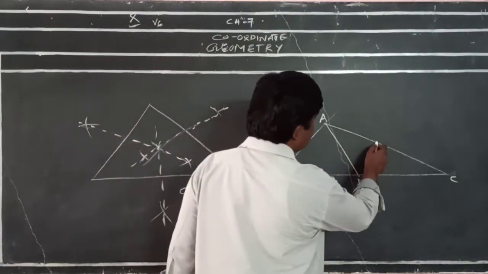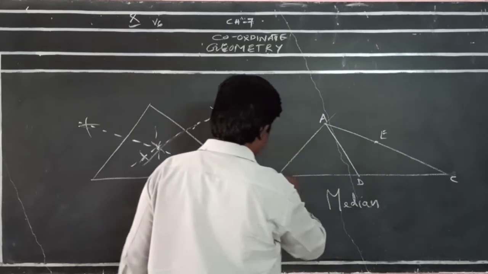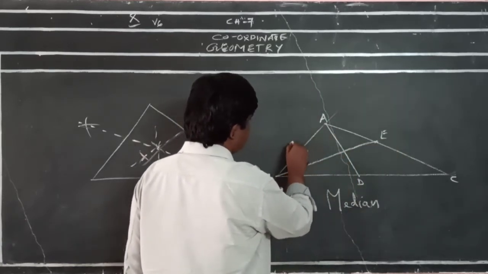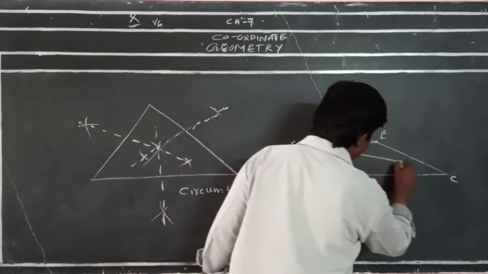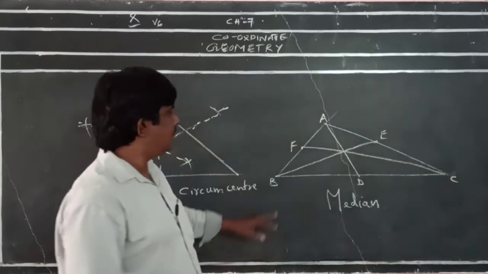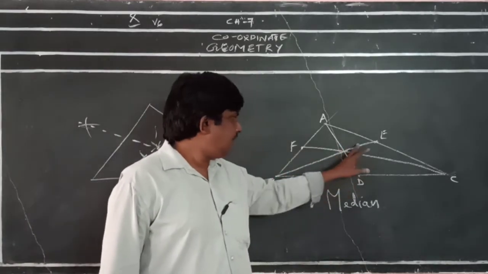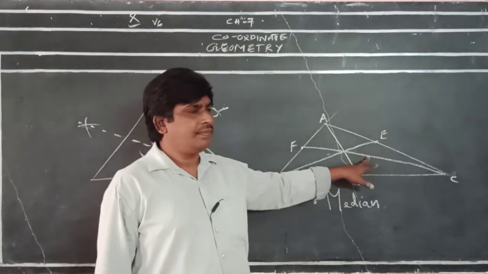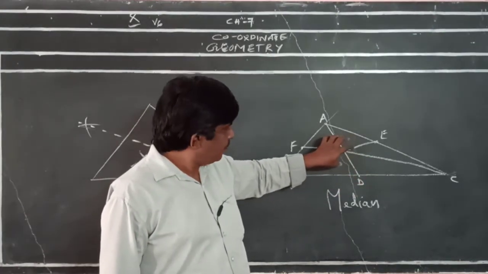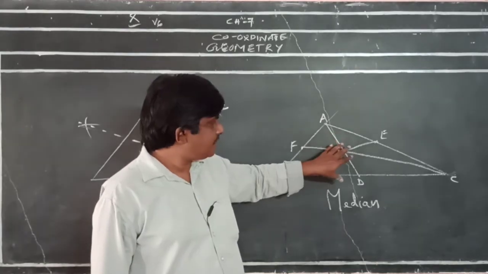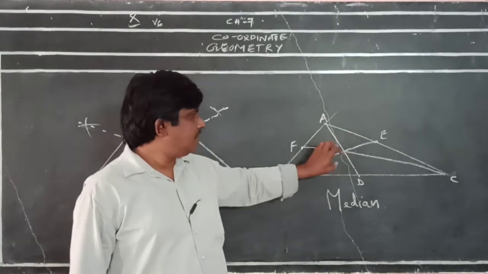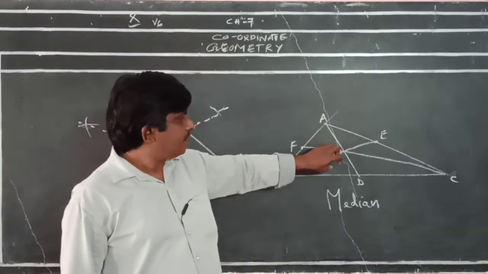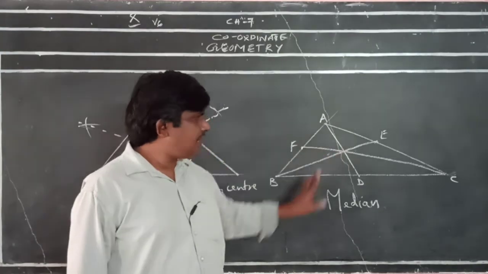How many medians can we draw? If we take the midpoint of AC as E, we can join BE, and if we take the midpoint of AB as F, we can join FC. So what happened here? There are three line segments. What are these lines? These are medians. These are more than two lines having a common point. That means medians have a common point. Therefore, medians of a triangle are concurrent.